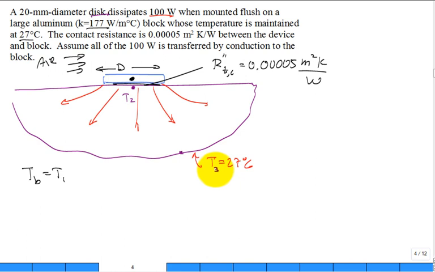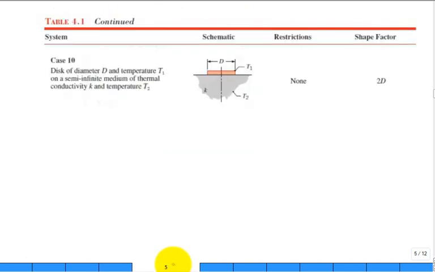Okay. So how do I calculate for T1 the temperature of that disk? Well, this looks like a conduction shape factor problem. We would go to the textbook and look for if somebody solved something similar to it. And so this is case 10 out of the textbook that says a disk of diameter D and temperature T1 on a semi-infinite medium of thermal conductivity K and temperature T2 far away. And what is the shape factor? 2 disk diameter.